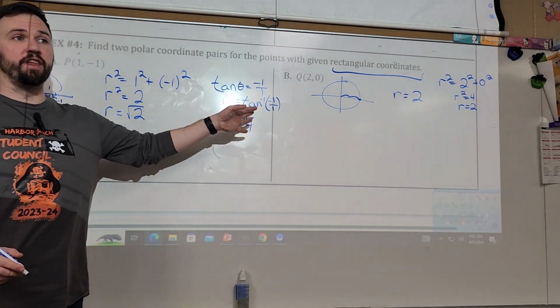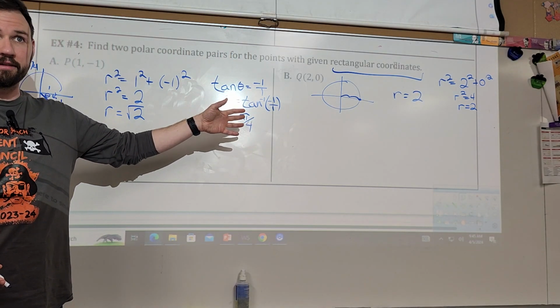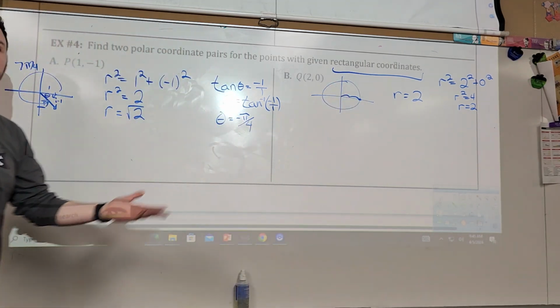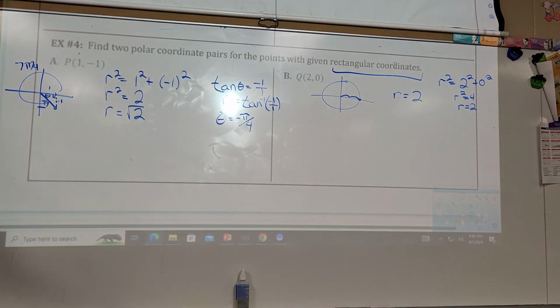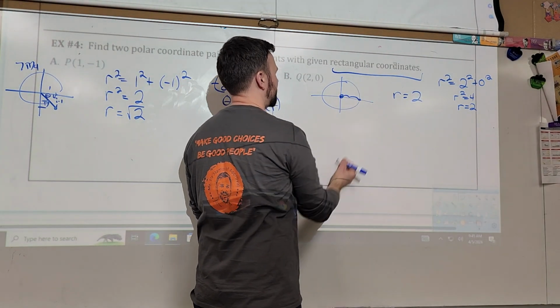But you see what I'm doing? Remember, these are physical things. Memorizing formulas isn't as helpful as just knowing what's happening. Because remember, if it's on the line, I can just count how long it is. It's 2. What's this angle right here?